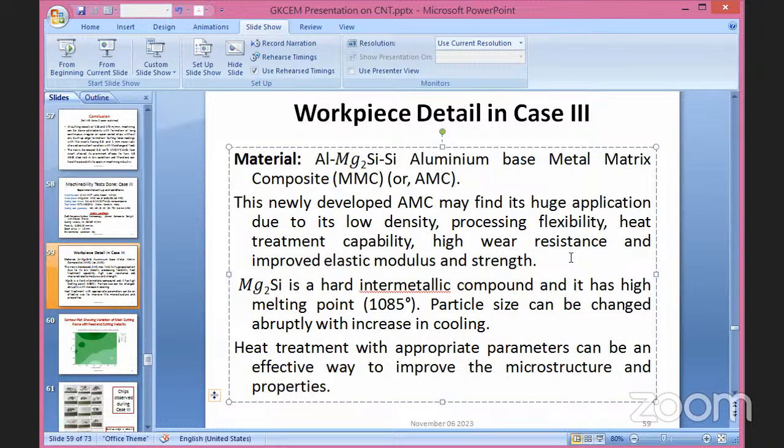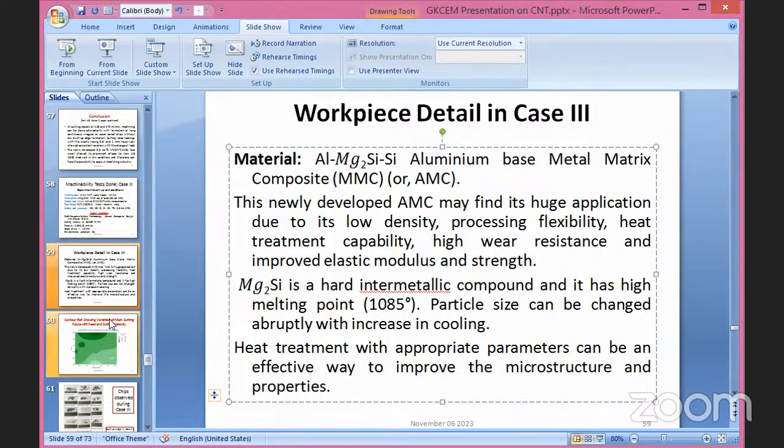You know that most aircraft are made of aluminium based materials, so this material can also find application in this kind of low density requirement application. Then Mg2Si is a hard intermetallic compound and it has a high melting point of 1085 degrees Celsius compared to that of aluminium. This particle size can be changed with increase in cooling, and heat treatment with appropriate parameters can be an effective way to improve the microstructure and properties of this material.